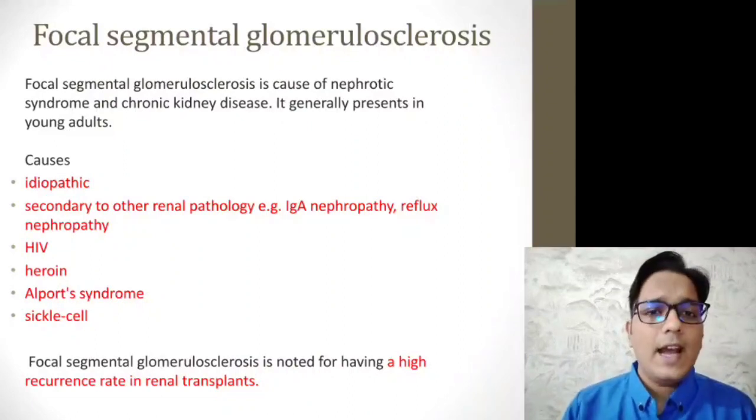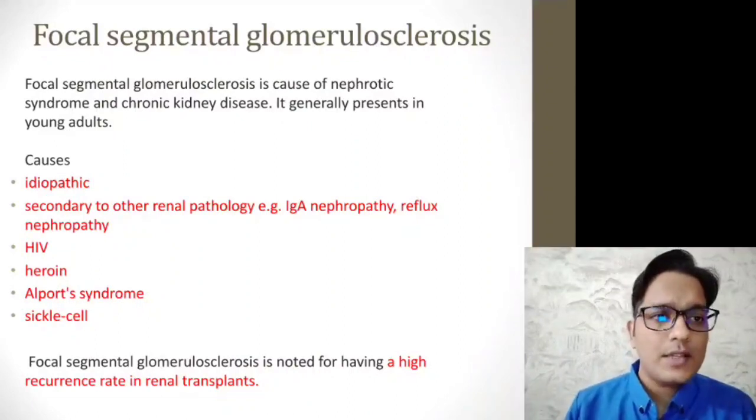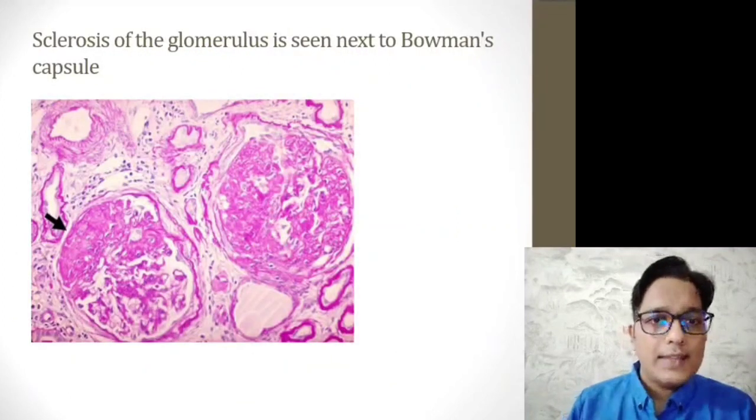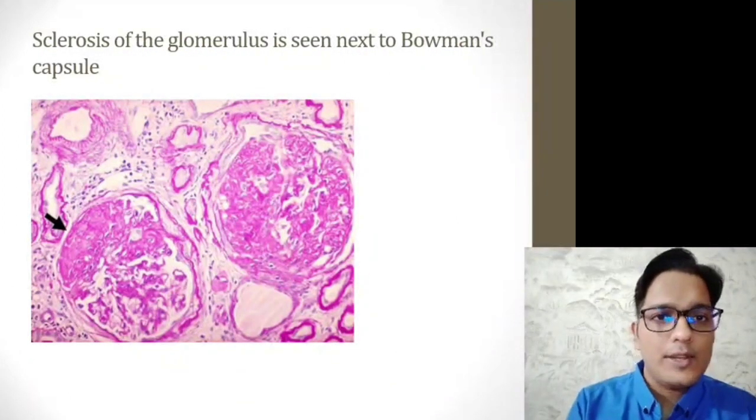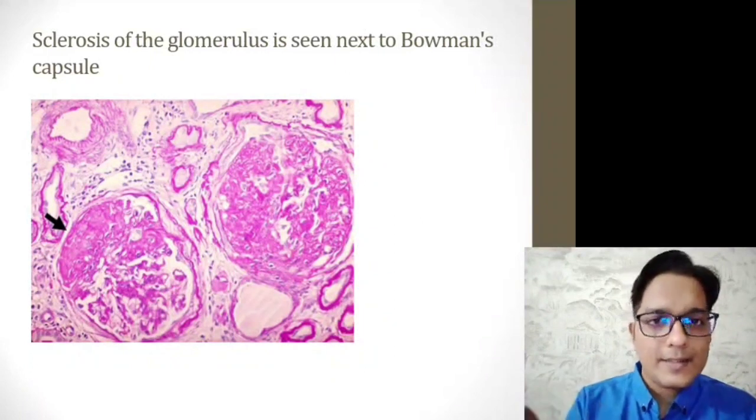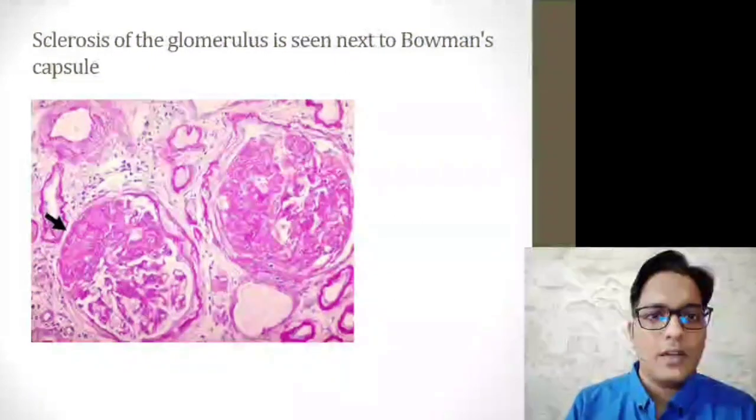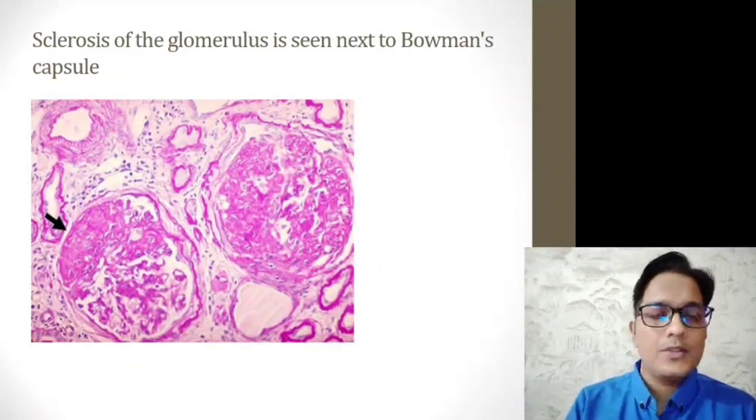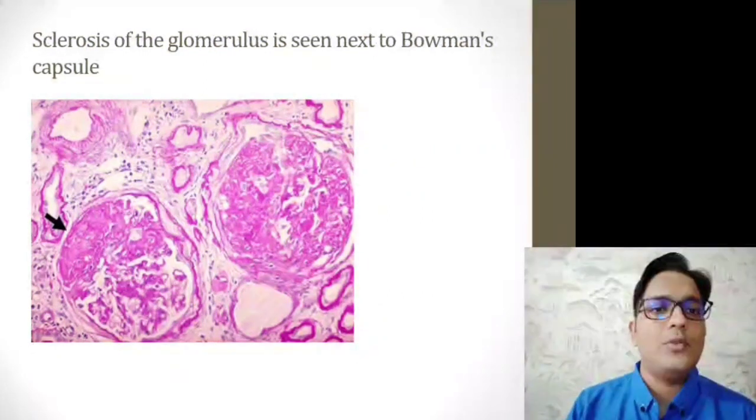So it has a high recurrence rate in renal transplant. It is also an important question. So we can see in the picture that there is a glomerulus, and we can see the dense part, the sclerosed part in the glomerulus. So this is focal segmental glomerulosclerosis.